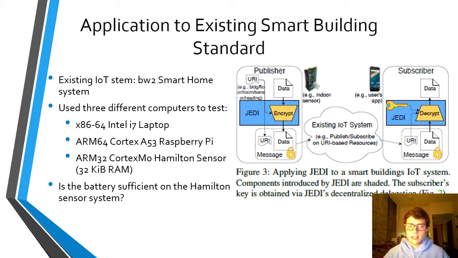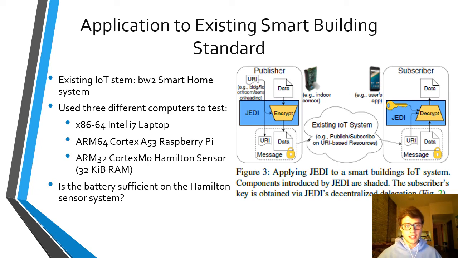The x86-64 Intel i7 laptop, that's pretty standard. An ARM 64 Cortex A53 Raspberry Pi, so that gets down to a little bit smaller, right in the middle of how powerful these devices are going to be. And then finally, an ARM 32 Cortex M0 Hamilton sensor with only 32 kilobytes of RAM. I'm seriously impressed that they were able to do this.